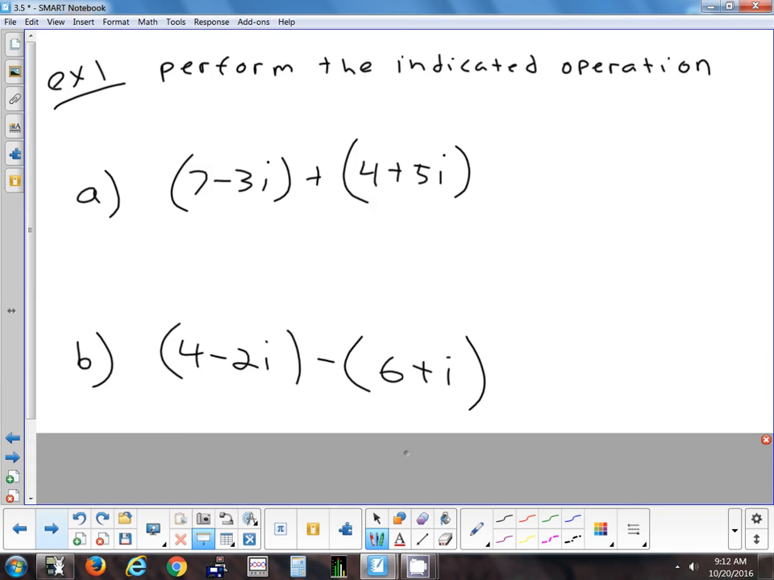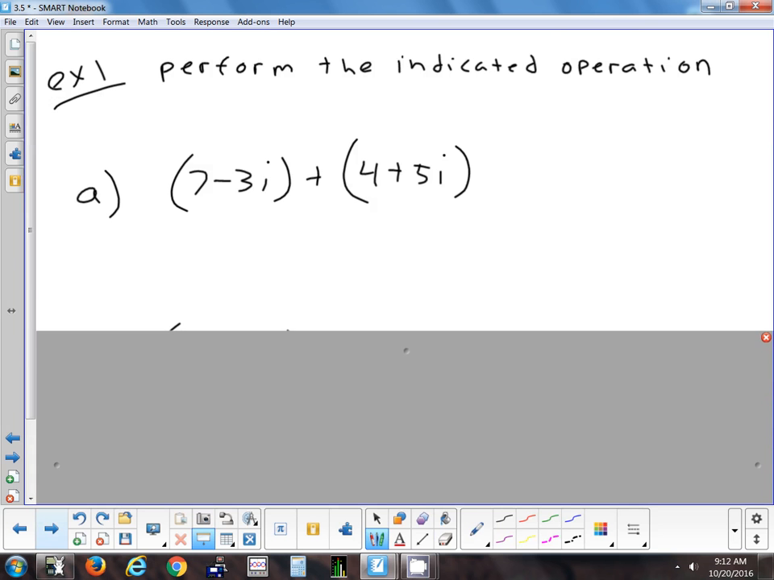All right, when you add and subtract complex numbers, you basically combine like terms. You can combine real parts with real parts, imaginary with imaginary. So Ian, what's my real part of the first number? Real part is 7. And what's the real part in the second parentheses? 4. And what do you get if you do 7 plus 4? 7 plus 4 or 7 times 4? Plus. You would get 11. Yep, 11.